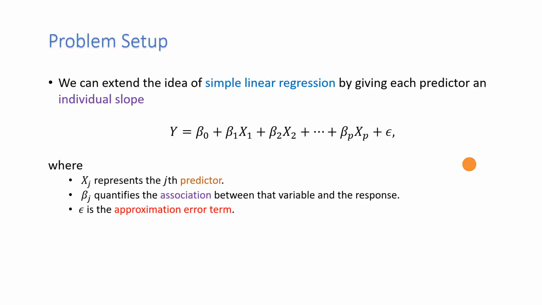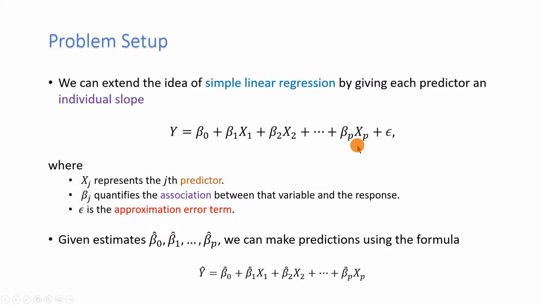Here we use xj, where j runs from 1 to p, to indicate the jth predictor or covariate. And the coefficient beta j quantifies the association between xj and your response variable y. We also call beta j the jth slope coefficient in your multivariate linear model. And again, this epsilon here is the approximation error term, which can be considered as the difference between y and this whole linear function of x1 to xp.